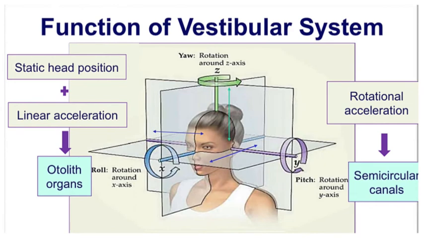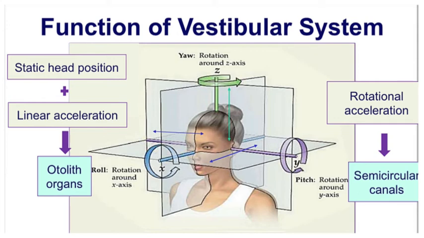A closer look at the function of the vestibular system reveals two distinct organs, the otolith organs and the semicircular canals. They each perform distinct functions in detecting motion of the head. On the viewer's left, you see a static head position, and we have linear acceleration of the head. This is detected by the otolith organs, versus rotational acceleration, which is detected by the semicircular canals.